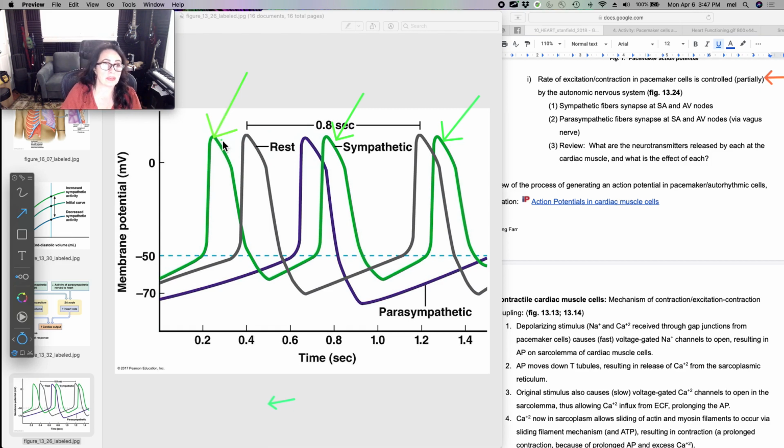But if I hit it with the sympathetic nervous system, it can go up to 120, 130, 140. Okay, that's how that actually works. And so that's just looking at all three of them at the same time. So let's just make sure that we understand the part in your notes.